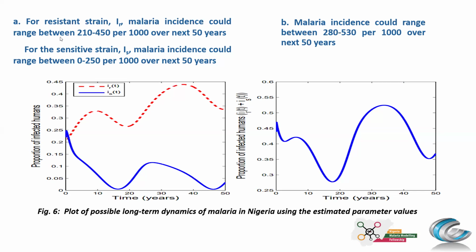Then again, we're also looking at the dynamics when plotted together. And we are seeing that generally the malaria incidence could range from 280 to 530 per thousand over the next 50 years.